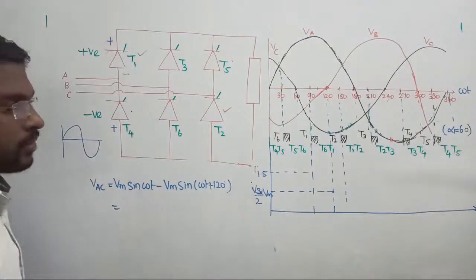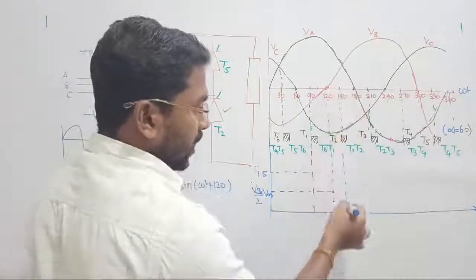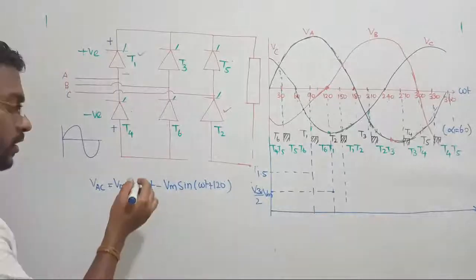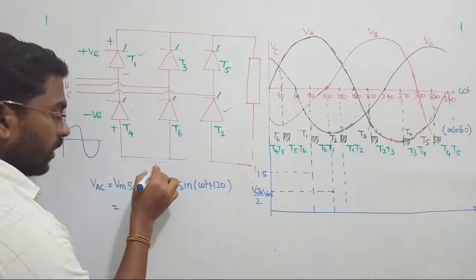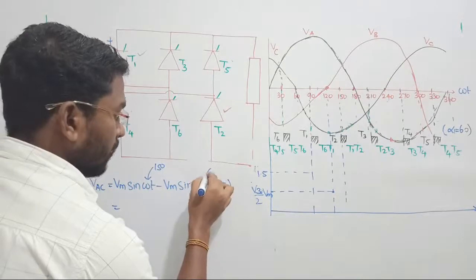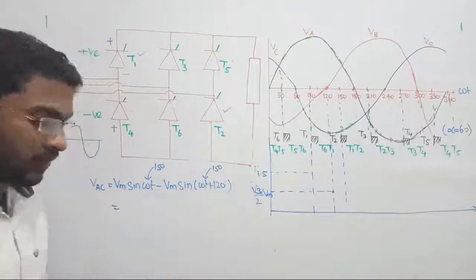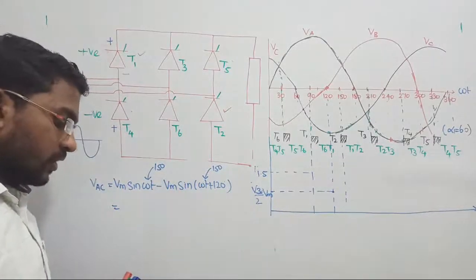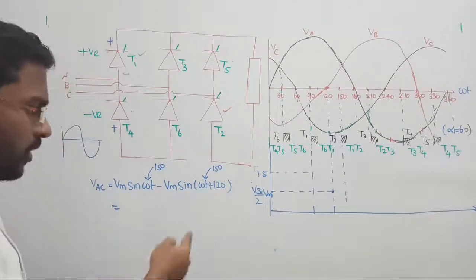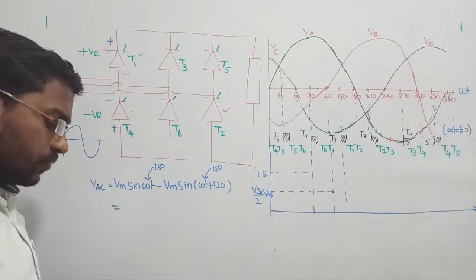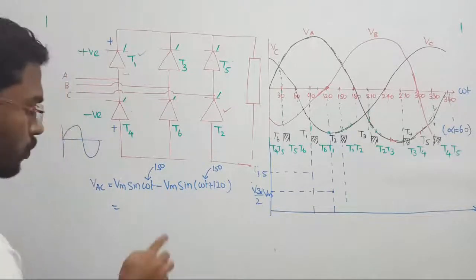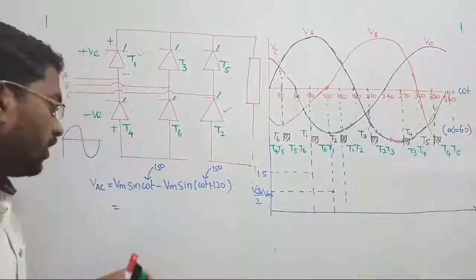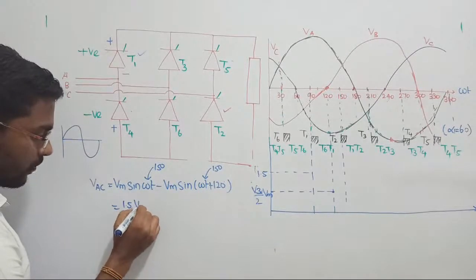We are triggering thyristor T2 at omega t equal to 150 degree, so omega t will be replaced by 150. Let's see. If I replace 150 here, I don't remember this value, do it by yourself. That is 1 by 2. Here it is 270, minus 1. So minus of minus becomes plus 1. Here we have 1 by 2, such that we are getting 1.5 times Vm. So I am getting 1.5 times Vmax.